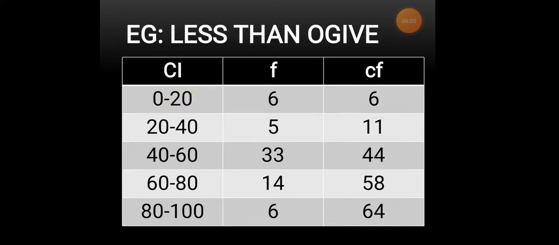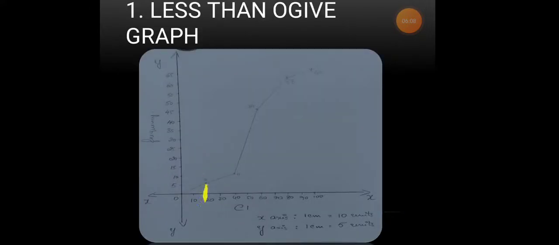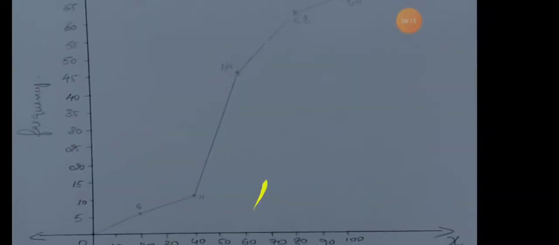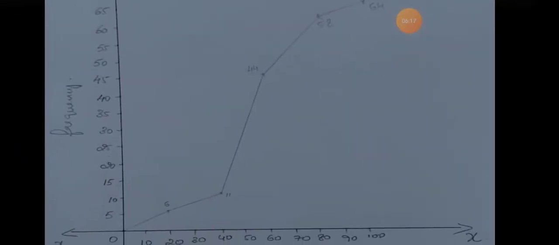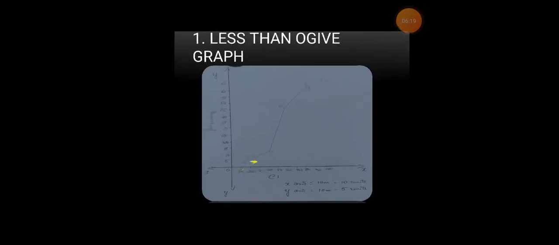So less than 20. Where is 20? 20 is here and 6 will be approximately here. So put a dot or put an x, anything which is easier for you. I have taken x, so I have put x, which is easier for me.